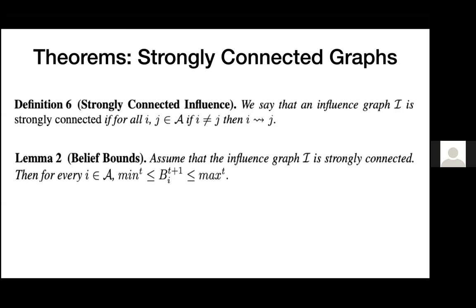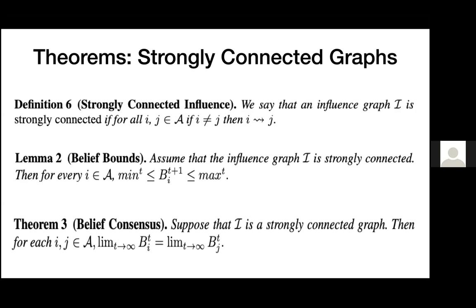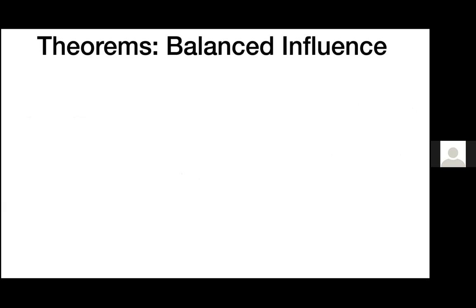But this is T plus one. Well, it will be obvious. Belief consensus. I do not know what the consensus is going to be. It's impossible to know. But I know that if you wait enough, when T tends to infinity, the beliefs of any two agents are going to be the same if you have strongly connected graphs.